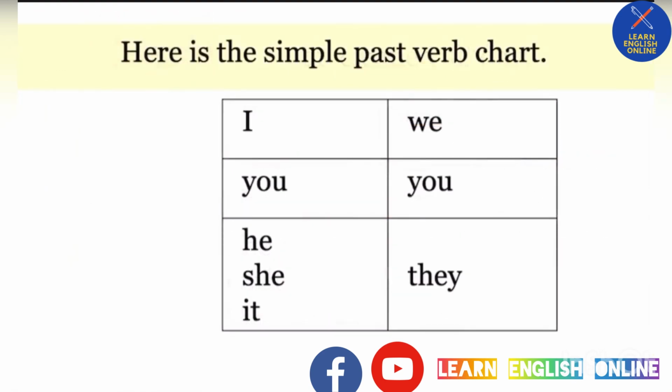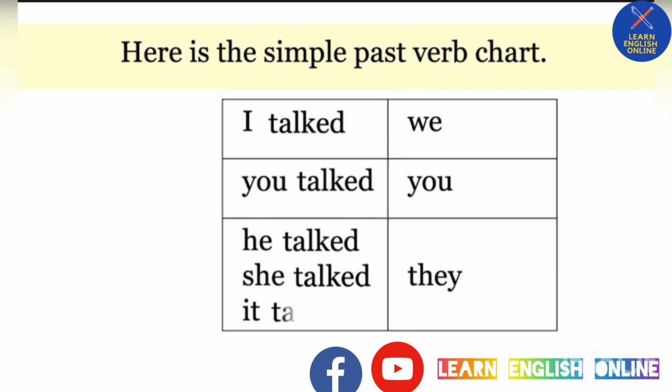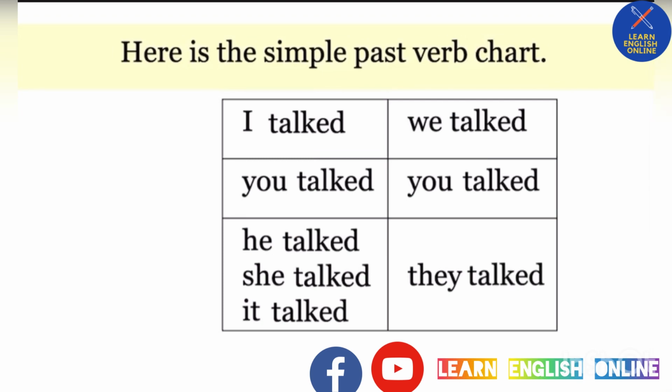Here is the simple past verb chart. We will fill it out with the verb talk, okay? I talked, you talked, he talked, she talked, it talked, we talked, you talked, and they talked. As you can see, there is one form. They are all the same. To make the past, we just add ed. Let's look.